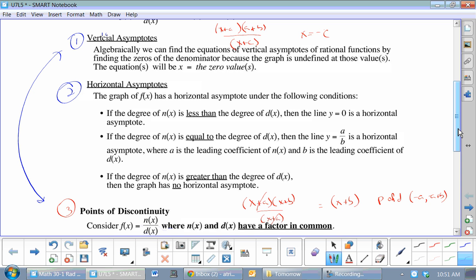Now, for horizontal asymptotes, we have three big rules. The first one: if the degree is less on the top than on the bottom, y equals 0 will be the horizontal asymptote. If they're equal, say I have 2x cubed over 3x cubed, my horizontal asymptote will be at 2/3, right? And what about if the degree is greater on the top than the bottom? There will be no horizontal asymptote, or an oblique.